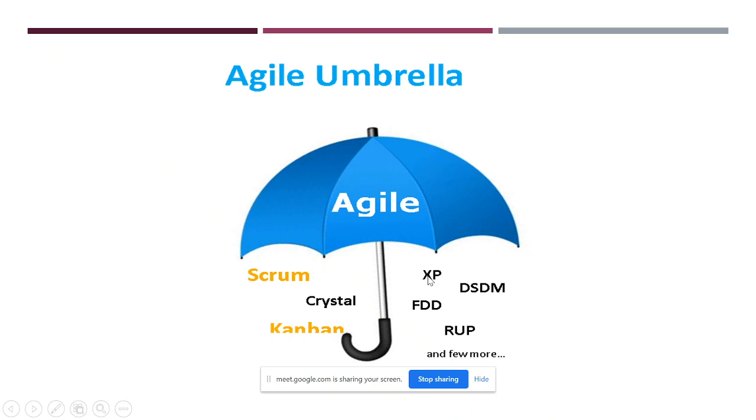XP, don't think it's the old operating system, Windows XP, no. This is not that XP operating system. It's Extreme Programming, one model, part of Agile. Then there is Feature Driven Development, and DSDM and RUP. Some other models are there. Even I don't know all those things, so no need to worry.